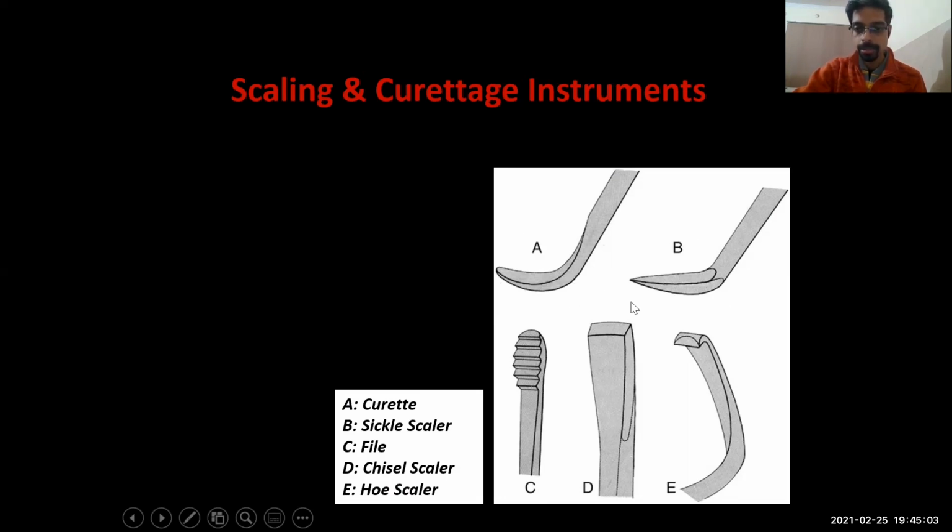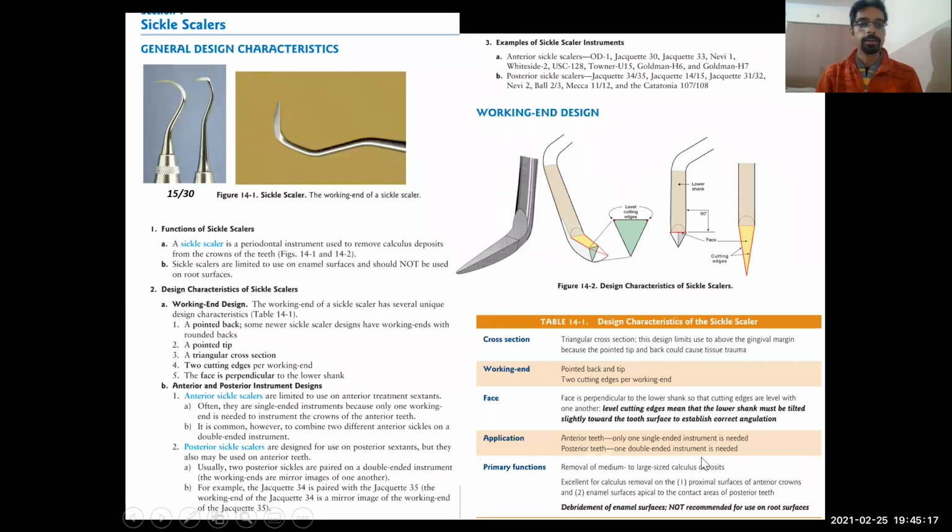If the similar instrument is pointed at the tip, it is a scaler. C, this is a file. D, this is a chisel. And E, this is a hoe scaler. Now coming on to the sickle scalers. Sickle scalers basically are used to do the scaling of the supragingival portion of the tooth.